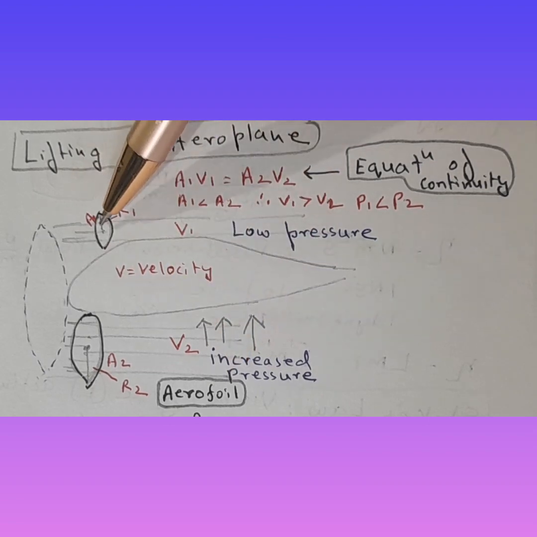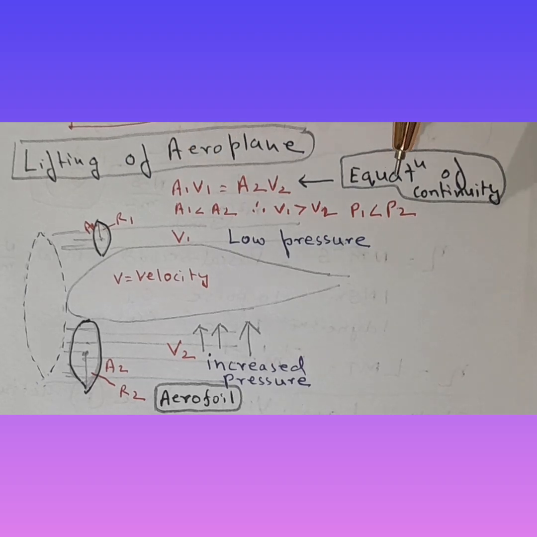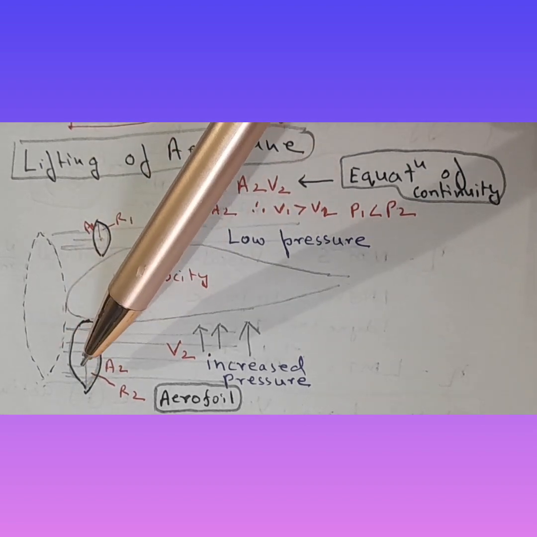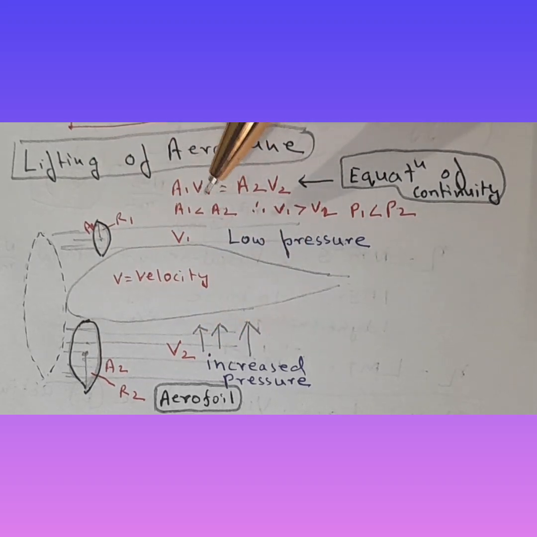Now we already know if radius is low, that means area is also low, and we know the relationship of equation of continuity, A1 V1 is equal to A2 V2. If area is less, then the velocity of air would be high. If area is more, velocity would be low. Now, there is a relationship between area, velocity and pressure, which we had already seen in my earlier videos.